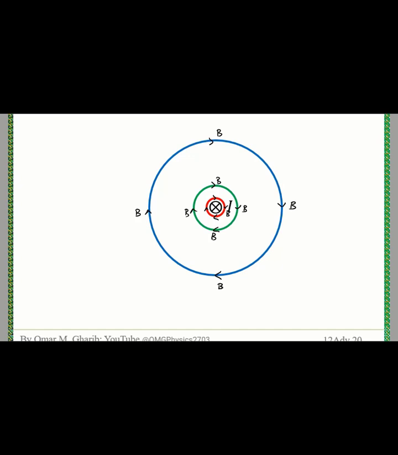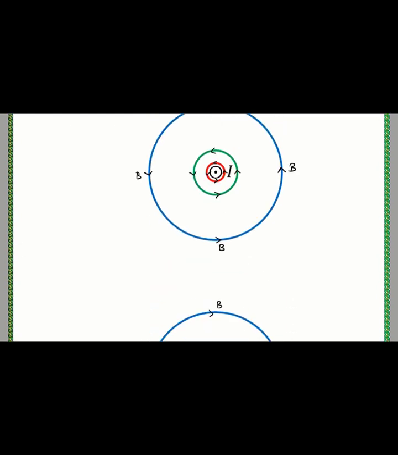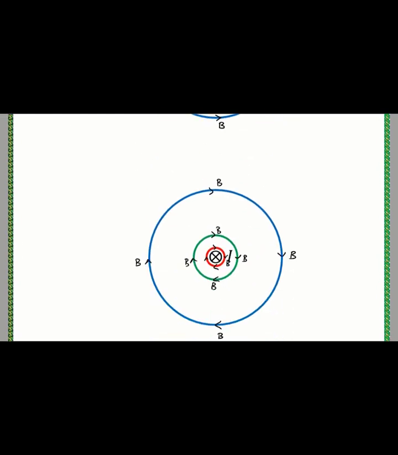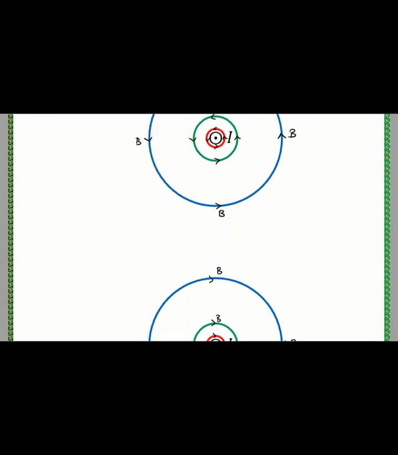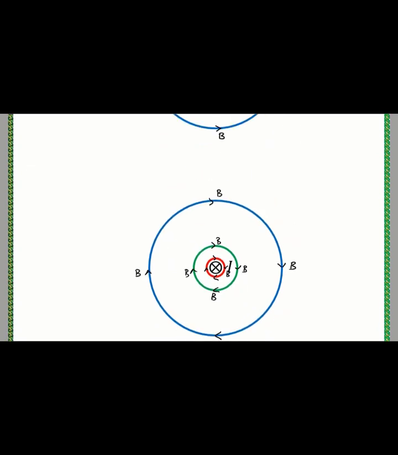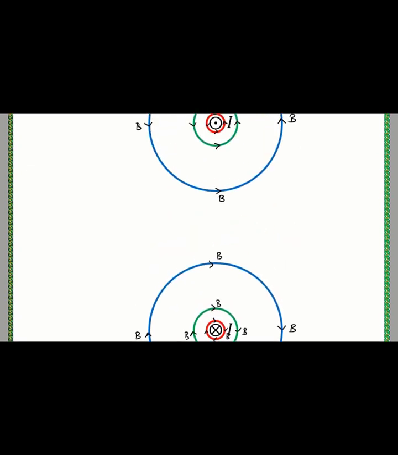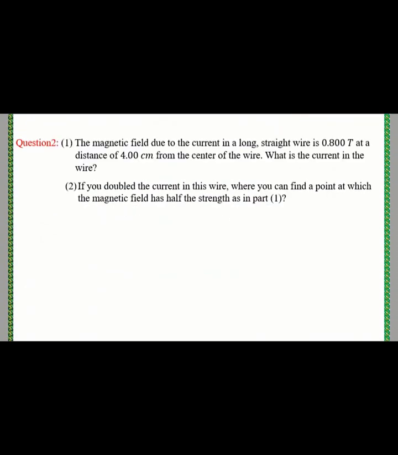Interesting thing, when we invert the current, the magnetic field will be inverted. Opposite current direction means opposite magnetic field directions. Now, the last question for this paragraph.